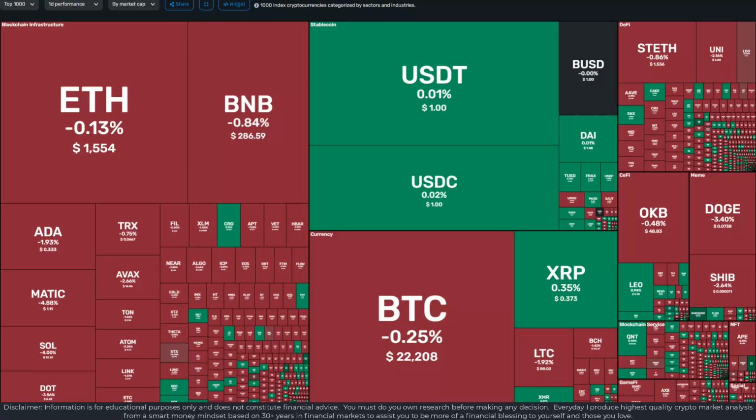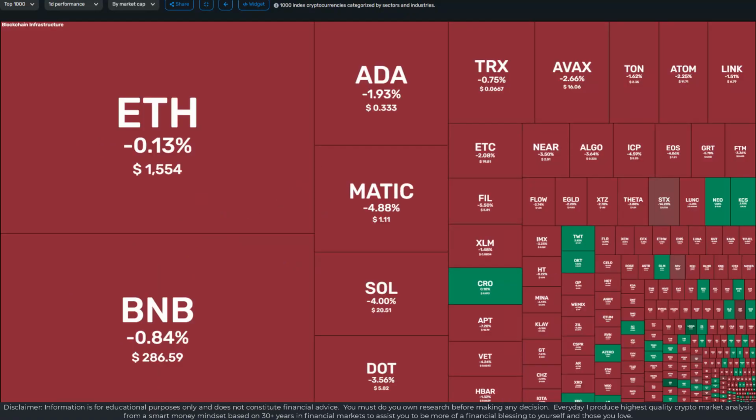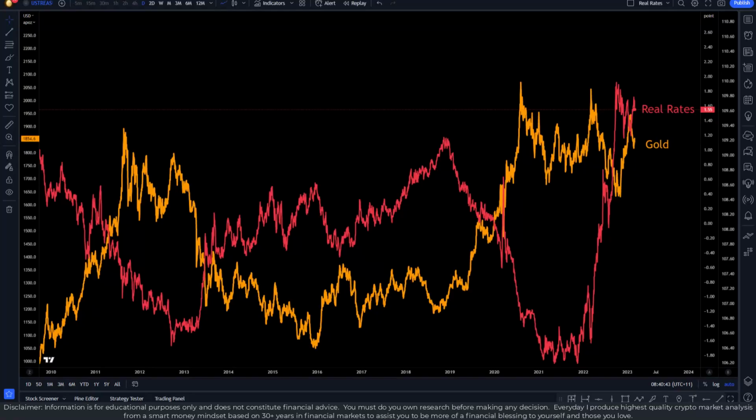Let's run the numbers. Bitcoin is currently down 0.25% to 22,208. Ethereum is down 0.13% to 1554. In this special episode, we're going to be talking about real rates versus gold. You can see already the inverse relationship.